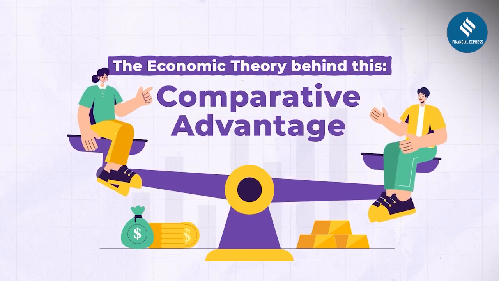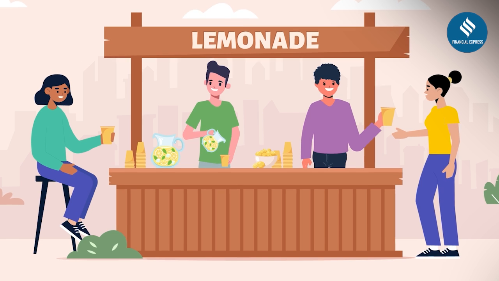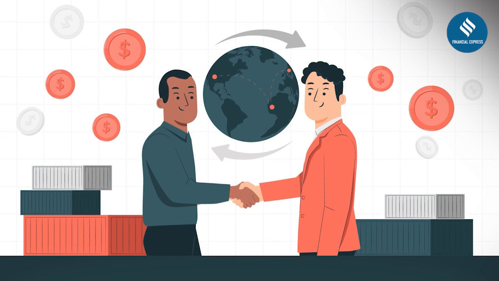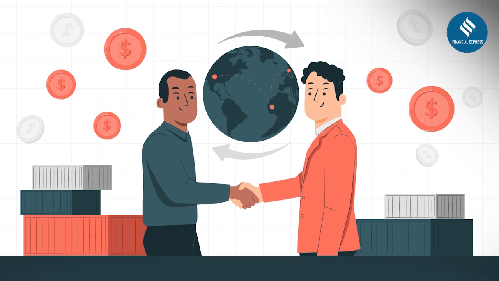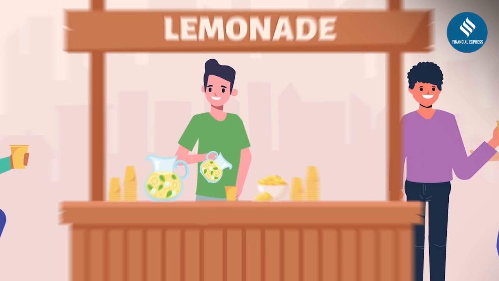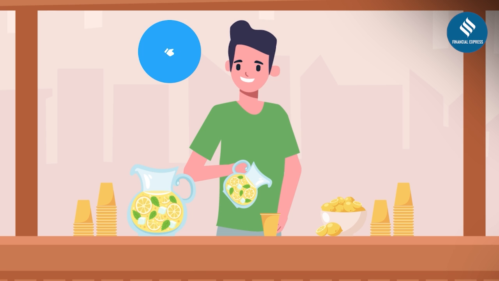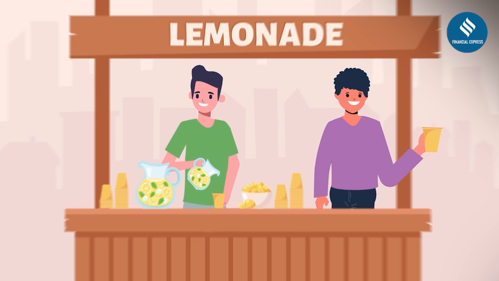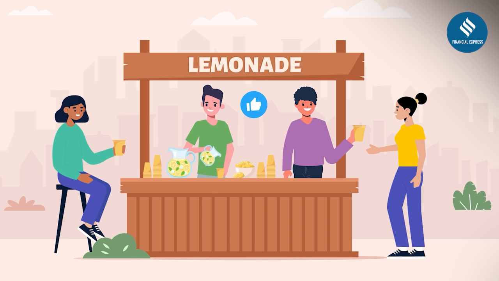Comparative advantage. The idea behind your lemonade stand teamwork is called comparative advantage. This economic theory explains why it's better for people or countries to specialize in what they do best and trade with others instead of trying to do everything themselves. How comparative advantage works. You're better at making lemonade than selling it, so your comparative advantage is making lemonade. Your brother is better at selling than making lemonade, so his comparative advantage is selling. By working together and specializing in what each of you does best, you can produce more lemonade and sell more cups than if each of you tried to do both jobs alone.